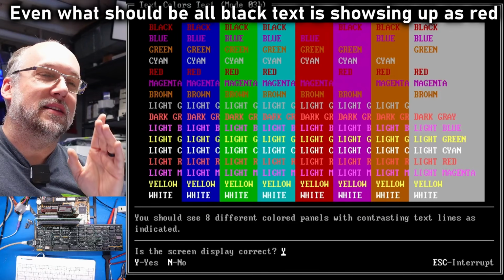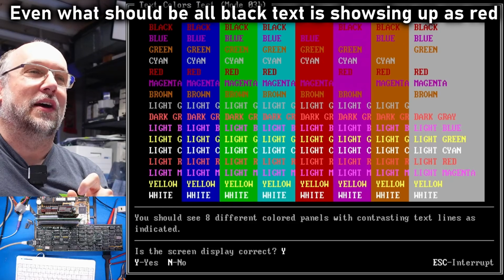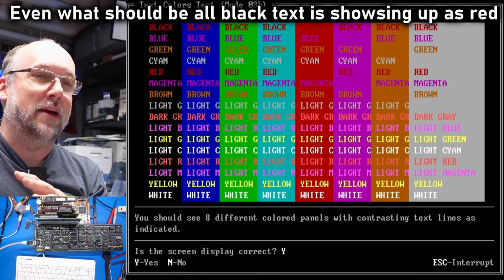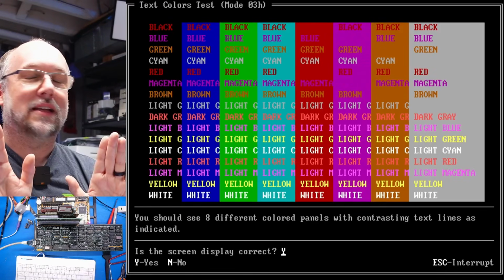Now what's happening is that the red is stuck on all the time. Therefore, we're not getting things like green or cyan because that doesn't have a red component. Okay, so this is behaving exactly as I would have expected.